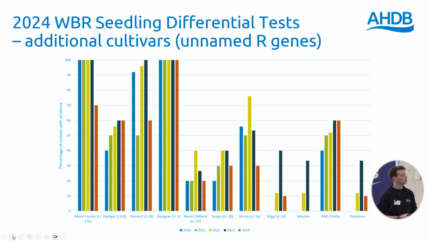And this is for your additional cultivars with your unnamed R genes. So we had a fixed virulence for Glasgow, KWS Firefly, and Robigus. And then again, just some fluctuation within the others. This could be down to my scoring and some of the normal fluctuations year on year.